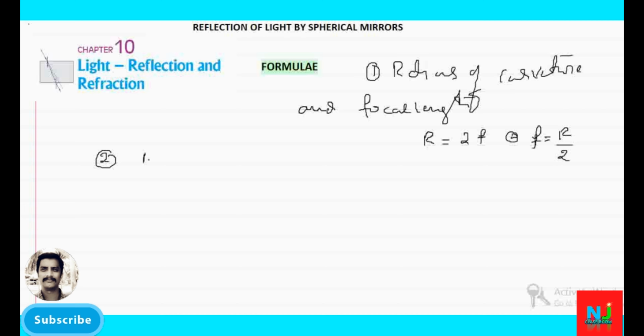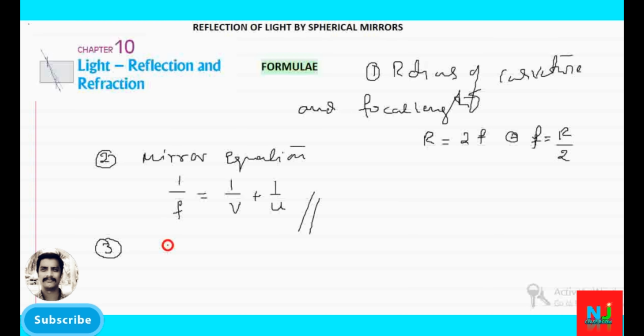The second one is the mirror equation. What is the mirror equation? The mirror equation is the relation between the focal length, object distance and image distance. Remember, 1 by f, the reciprocal of the focal length, is always equal to 1 by v, that is the image distance, plus 1 by u, the object distance. This is what is called the mirror formula.